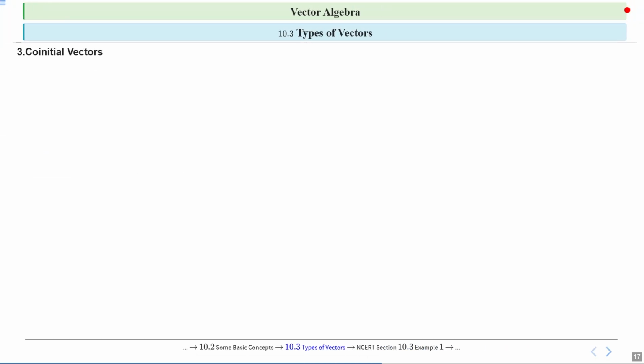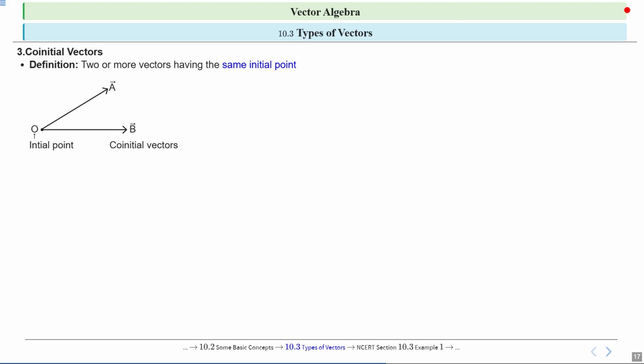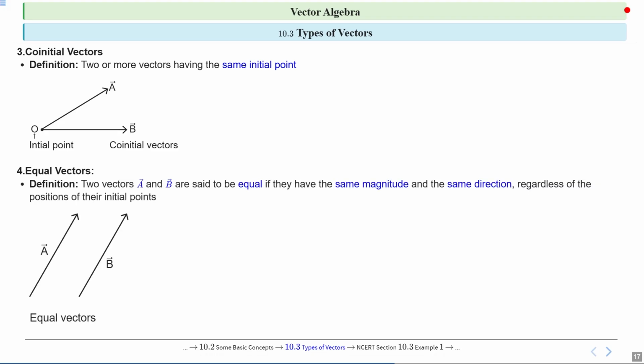Next is co-initial vectors. Definition: two or more vectors having the same initial point are called co-initial vectors. Next, equal vectors. Definition: two vectors a vector and b vector are said to be equal if they have the same magnitude and the same direction, regardless of the positions of their initial points, right?